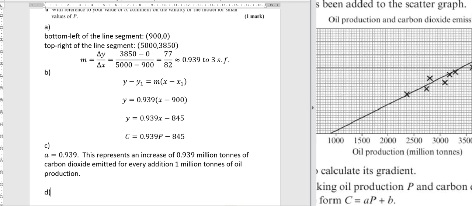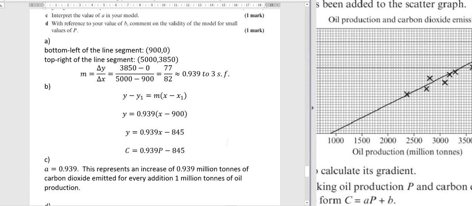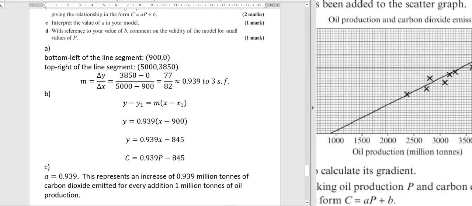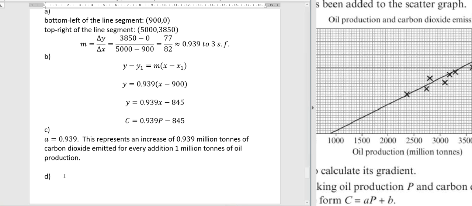For part D, they're not asking you directly to interpret the value of B, but they kind of are. With reference to the value of B, comment on the validity of the model for small values of P. What B represents as the y-intercept, or in this case the c-intercept, is how much carbon dioxide we will be emitting if we had 0 oil production, because that's what the y-intercept is.